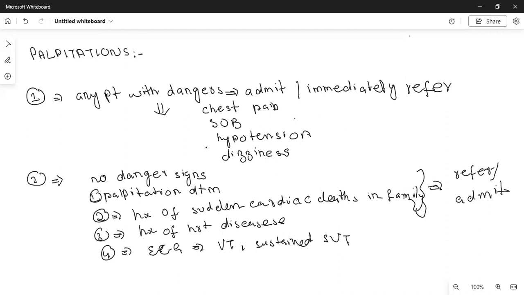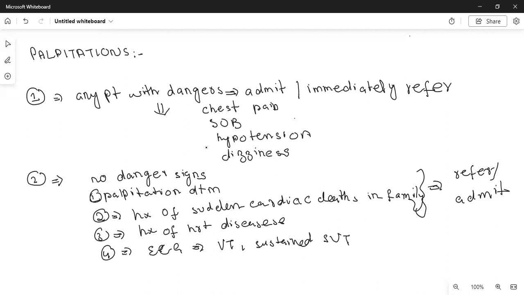Now, what about the patient with no danger signs? So you are going to ask, do you have any palpitations at the moment? This is basically going to be your first question. When a patient tells you, doctor, I have some funny sensations in my chest, or I have palpitation, the next question that you are going to ask is, do you have any palpitations at the moment? Okay, this is a very, very important question.